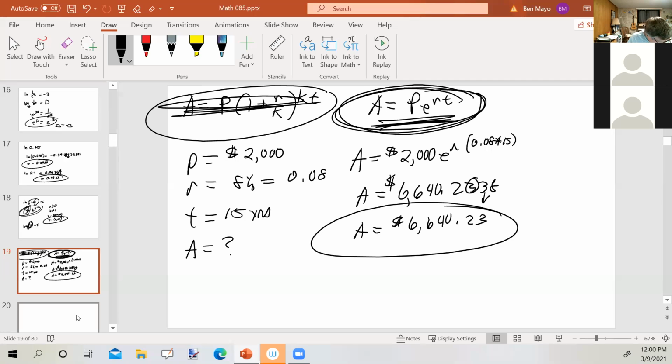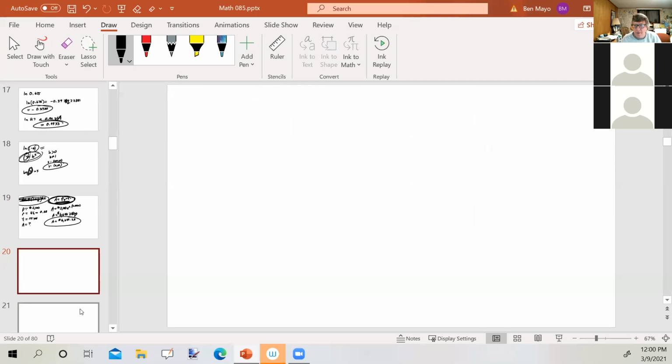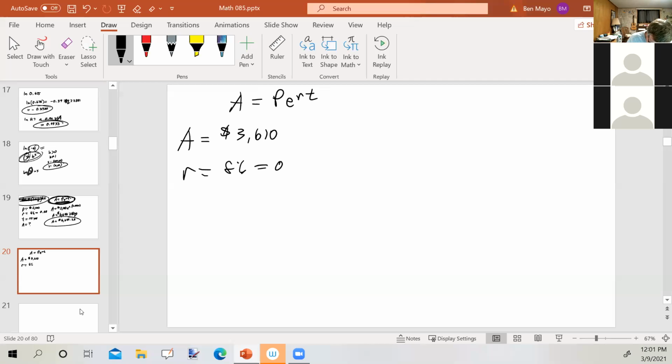Let's take a look at another situation. This says determining the previous balance. An account now contains $3,610 and has been accumulating interest at 8% annual interest compounded continuously. So there's the clue. I'm going to use that. They don't tell us the beginning amount, they tell us the ending amount. It now contains $3,610 and has been accumulating interest at a rate of 8%, compounded continuously. How much was in the account 4 years ago? So we're working backwards. It's like Jeopardy. We know the answer. What's the question? The answer is $3,610. The question is, how much was put in at the beginning?